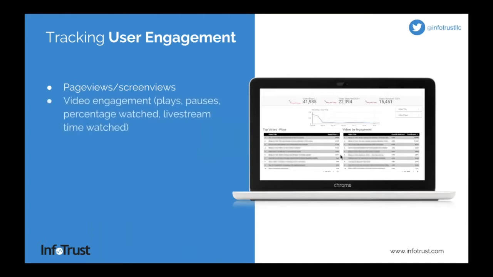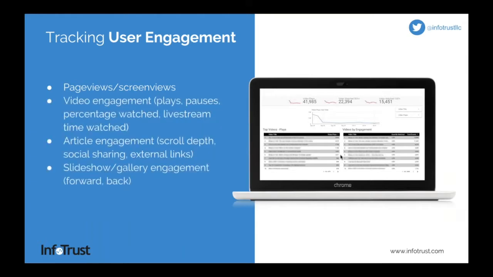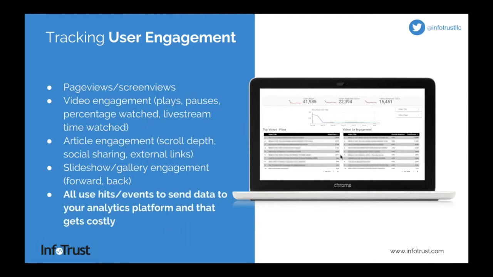Another reason why publishers' analytics tools cost so much is because you're not only tracking page views and screen views. You have a ton of traffic coming to the site. Of course, people are looking at stories and articles, but that's not the only thing that you're tracking. A lot of these publishers have, like I mentioned, live stream videos or just embedded videos that you can play, and they obviously want to understand the engagement with those videos. That could be the number of plays, pauses, the percentage watched for each video, or for live stream, just the live stream time that's watched. Maybe every minute, there's another hit sent to your analytics tool to say they've watched this video for another minute.